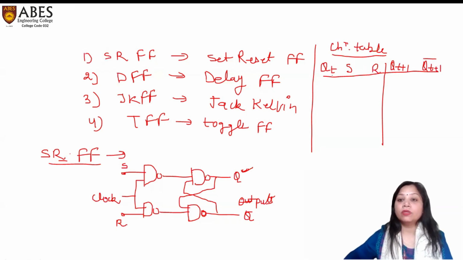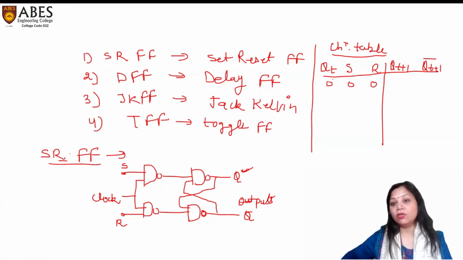Okay. Suppose Qt, S and R are 0, 0, 0. If S and R both are 0, then we know Qt plus 1 will be no change. No change means if the previous value is 0, then Qt plus 1 will also be 0, and this is the complement of Qt plus 1.